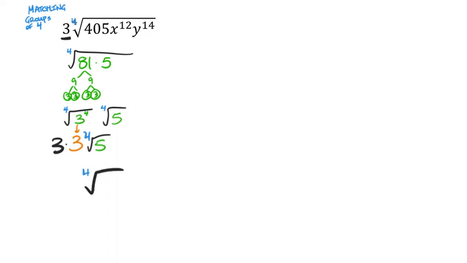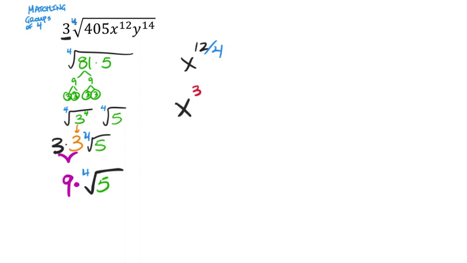So now I have 3 times 3, which is 9, times, and again, it's not 9 to the power of 4, it's 9 times the 4th root of 5. We need to clarify that. But then we've got the x's and y's, right? So we got x to the power of 12. Again, with that index of 4, I would just take the 12 and divide it by 4. That's nice because it comes out as a whole value of 3. 12 divided by 4 is 3.